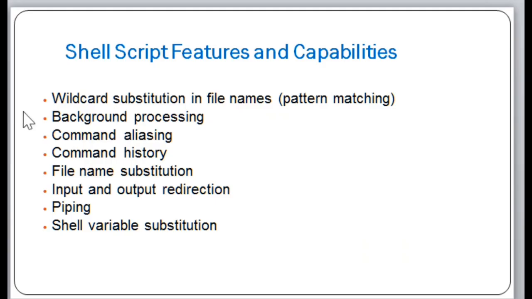In shell scripts, you can use wildcard substitution in file names, background processing, command aliasing, command history, file name substitution, input and output redirection, piping, and shell variable substitution. So the things we can do in bash and the normal command line, we can also use in our scripts.